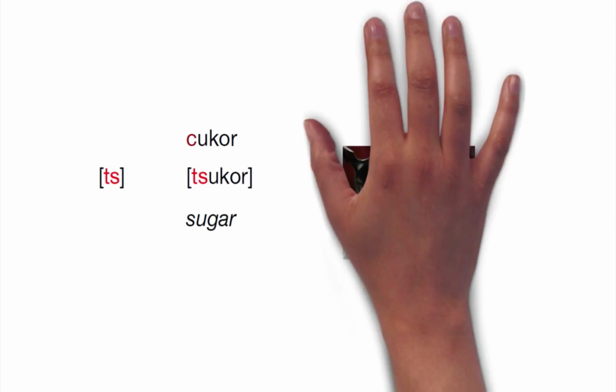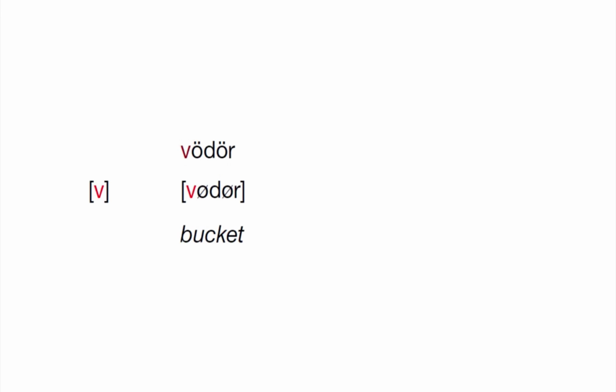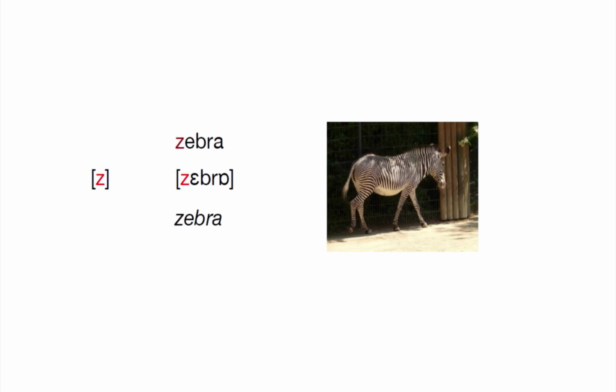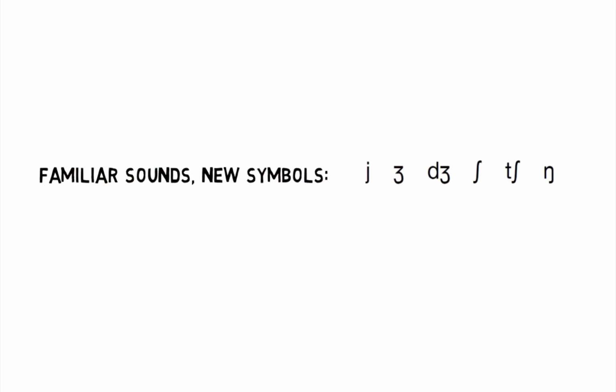Next, there's the combination sound ts, as in cukor. And here you'll notice that this pair of sounds in IPA is spelled with just 1 letter in Hungarian, a C. There's v as in vödör and z as in zebra. Our next 6 consonants are going to sound familiar, though they'll have unfamiliar IPA symbols.